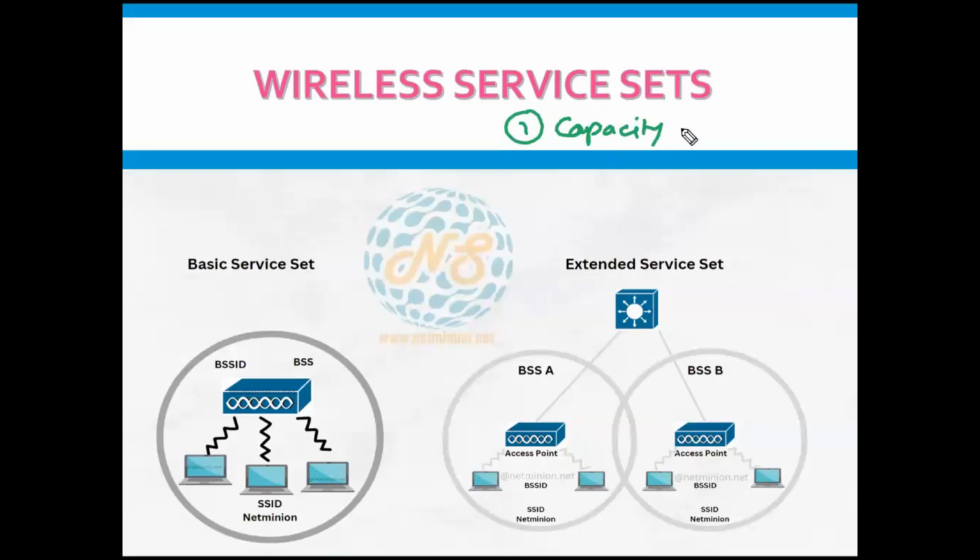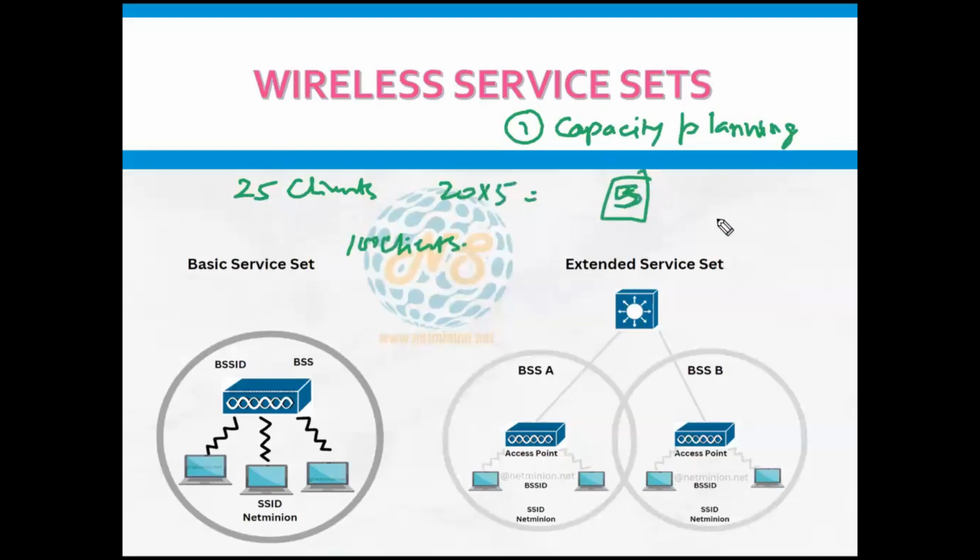So capacity planning: if one AP is able to handle 25 clients, we should consider 20 clients because there would be overlapping also. And if a total of 100 clients are there in our office, we should select 5 APs in that case. Got this point? So capacity planning is okay for you, right? So you should have overlapping, and more access points for more coverage, right?